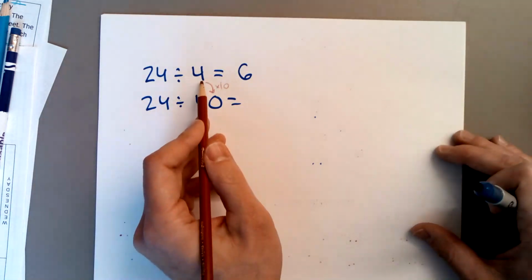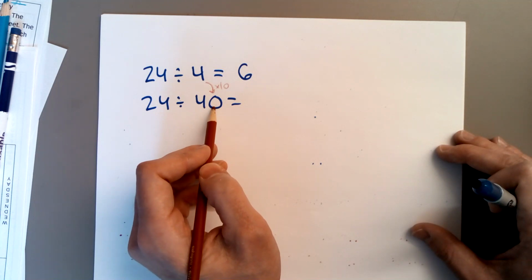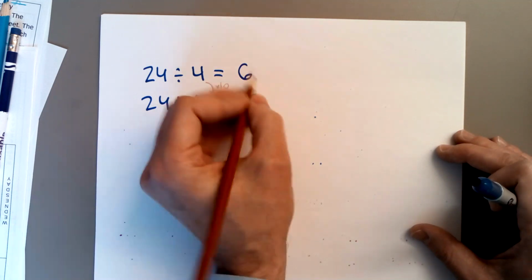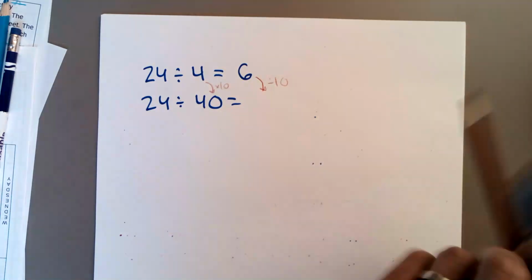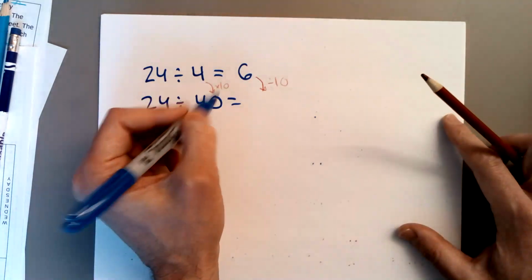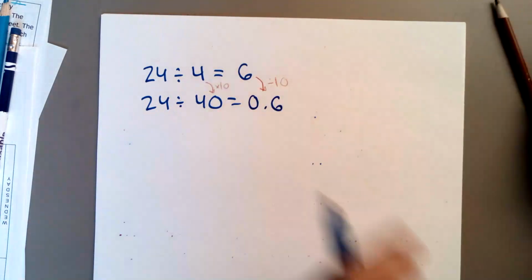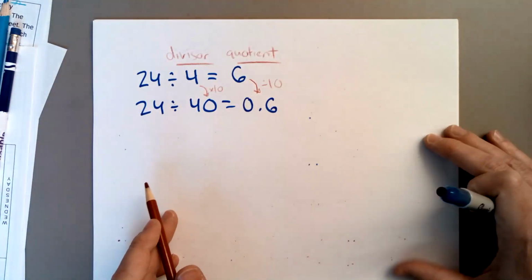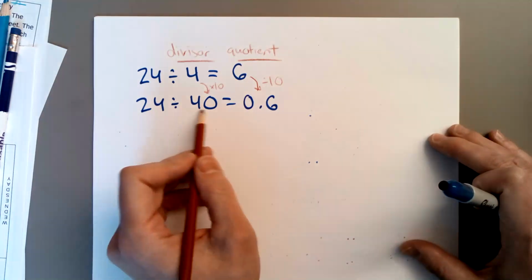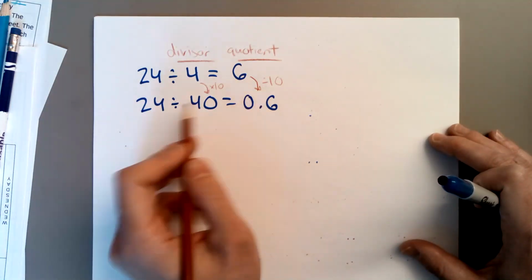When we change the divisor, we're making the divisor 10 times larger. That means the quotient is going to be 10 times smaller. You see, changing the divisor has an opposite relationship with the quotient. That makes sense because the more groups you have to make out of this, the fewer go in each group.